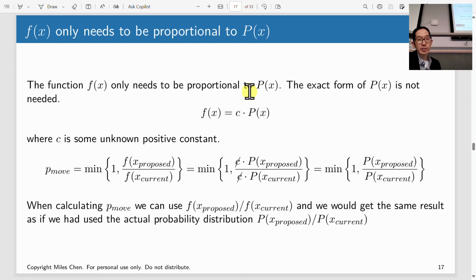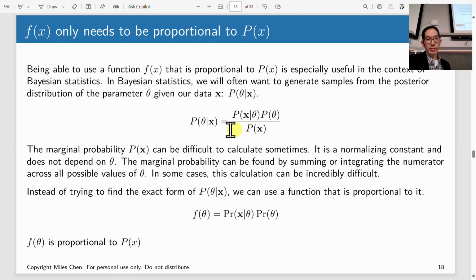So yeah, f only needs to be proportional to p because if you have f is equal to some constant times the target distribution, you can see that the probability of the move is the same as using the target probability, right? Because you have f is c times the target probability of the proposed location over c times the target probability of the current location. And so even if you don't know this exact quantity, which is often the case, we know that just using the numerator is going to be proportional to our target distribution there.